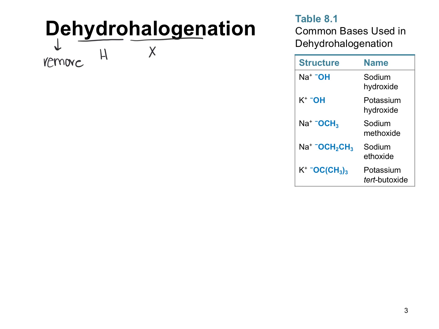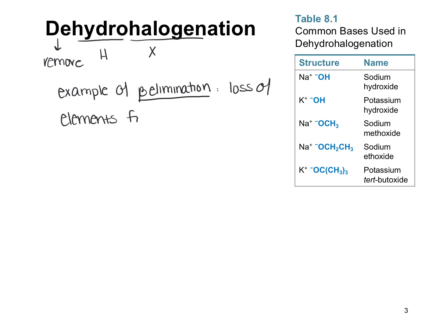Now, dehydrohalogenation is an example of beta elimination, which is a broader term used to talk about the loss of elements from 2 adjacent atoms. All right. And so in this instance, it's an alpha carbon that's bonded to a halogen and the beta carbon.